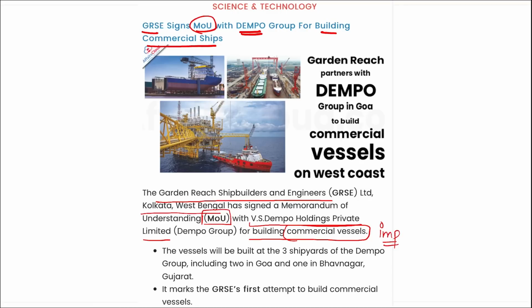Right? For building commercial vessels, GRSE recently signed a memorandum of understanding with VS Dempo Holdings Private Limited. This vessel will be built at 3 shipyards of the Dempo Group that include 2 in Goa and 1 in Bhavnagar, Gujarat. It marks GRSE's first attempt to build commercial vessels. Correct? Important, take a note.